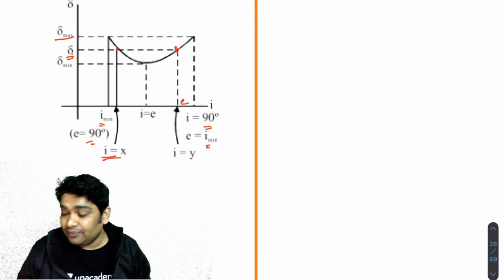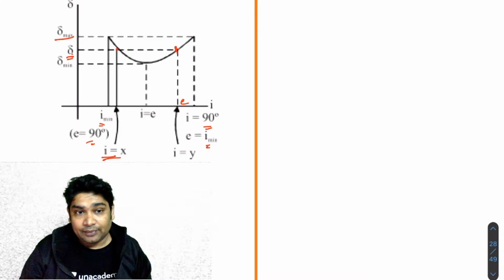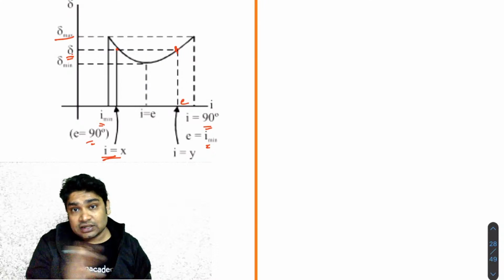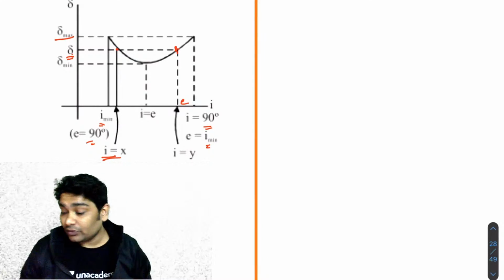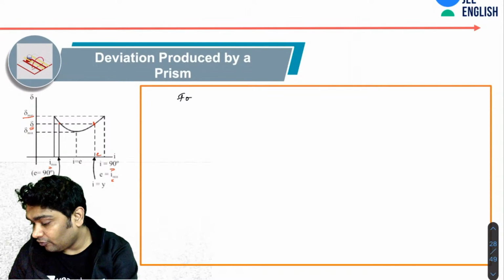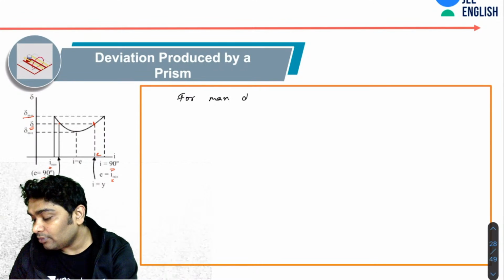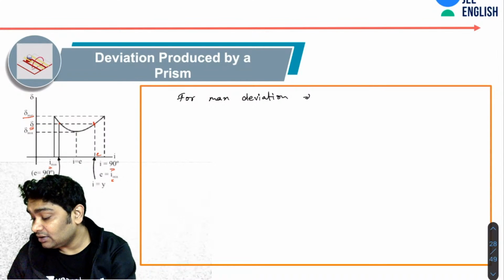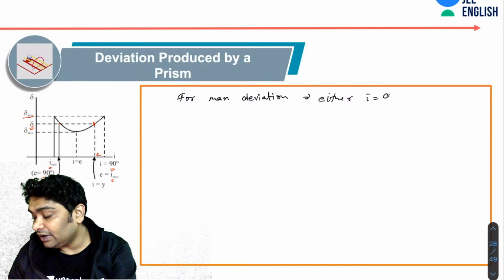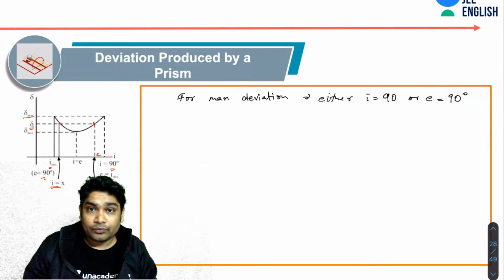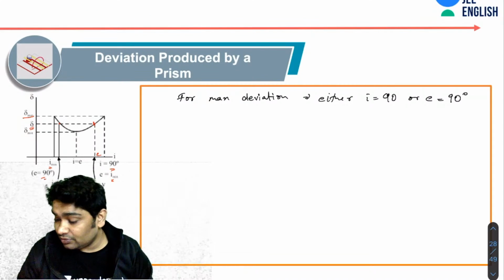This is the corresponding E. Okay, this is the graph of delta, the deviation produced by a prism. You will have one deviation produced by two angles, one I and the corresponding E. Now what I can say is, for maximum deviation, either I equals 90 or E equals 90. So that is when the maximum deviation is produced.